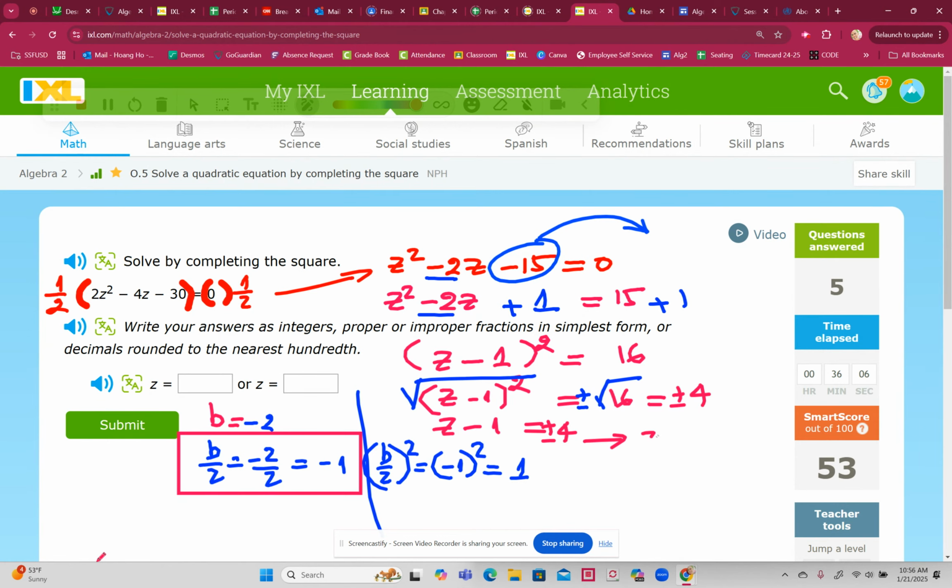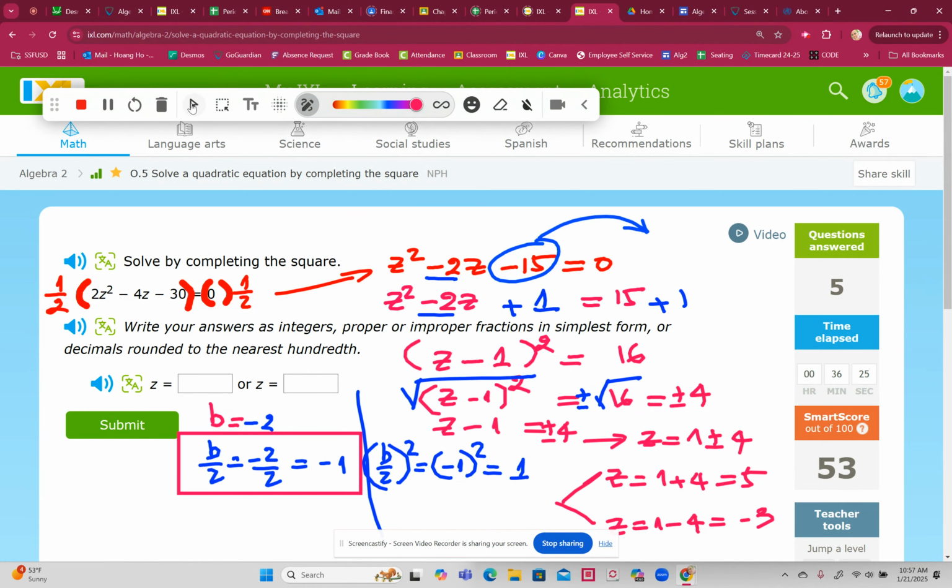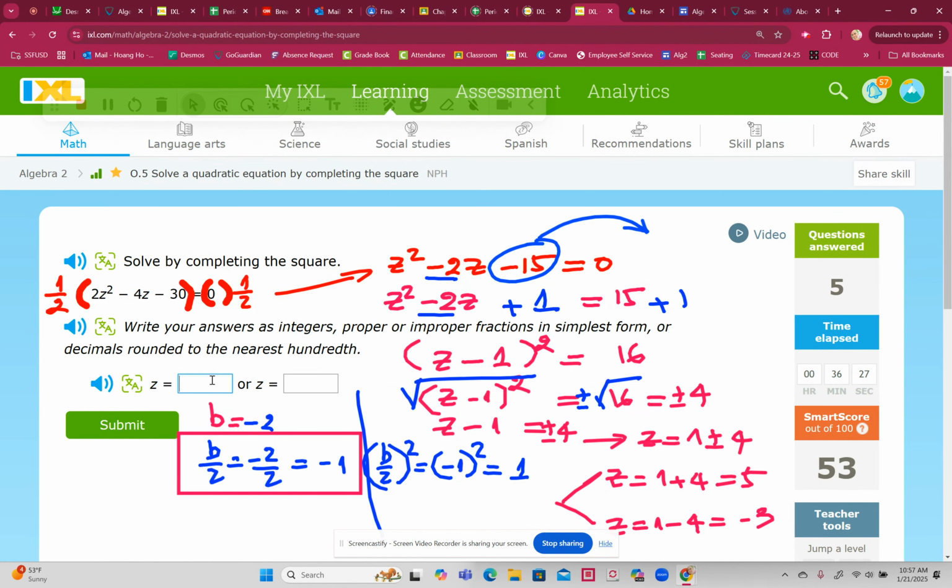Alright, so now z subtract 1 equals plus minus 4. So z equals 1 plus minus 4. So two answers, one with the plus: 1 plus 4, that's 5. And then z equals 1 subtract 4, which is negative 3. Okay, perfect. No decimal. So two answers, I put it in. 5 and then negative 3.